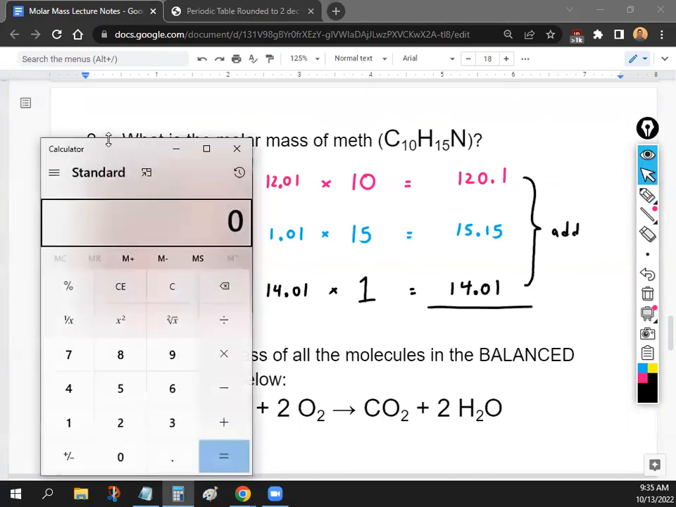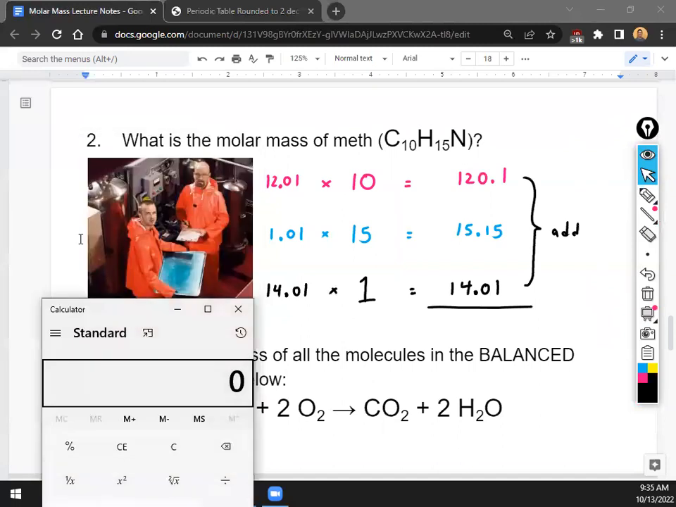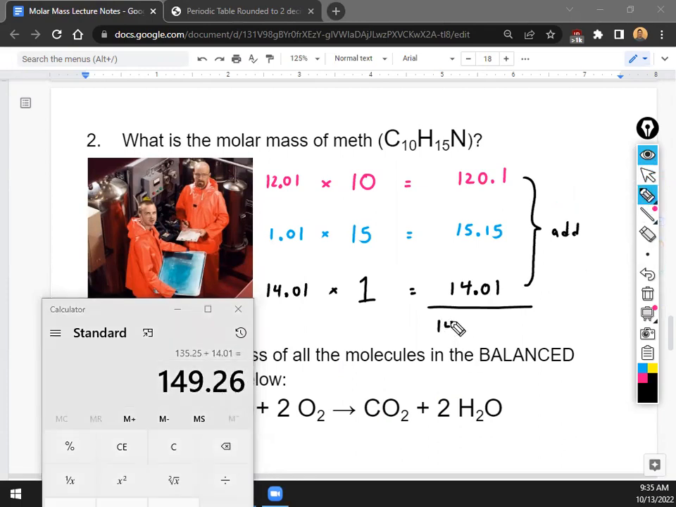It might help to pull out a calculator, but I'll do this one for you guys. 120.1 plus 15.15 plus 14.01. You get a molar mass of 149.26 grams per mole. Make sure you remember the units of measure. So if you have a mole of meth molecules, it will weigh about 149 grams.